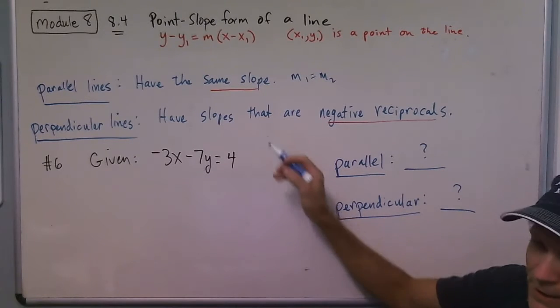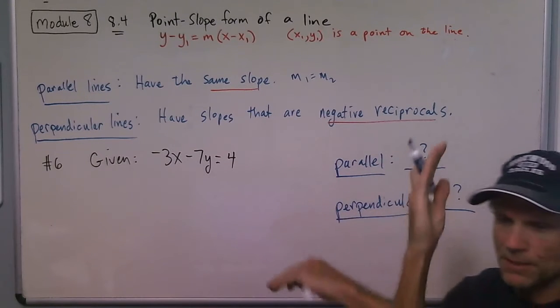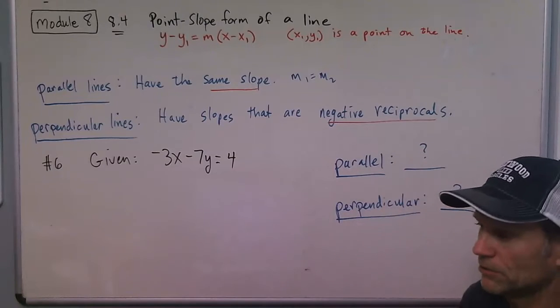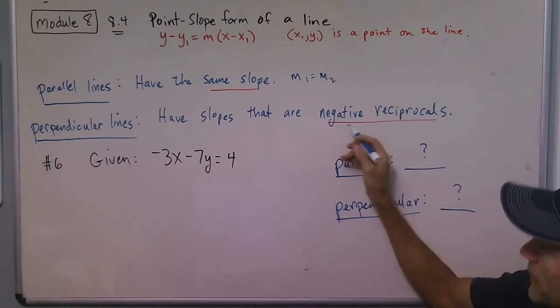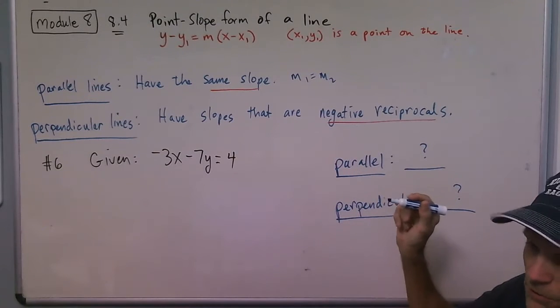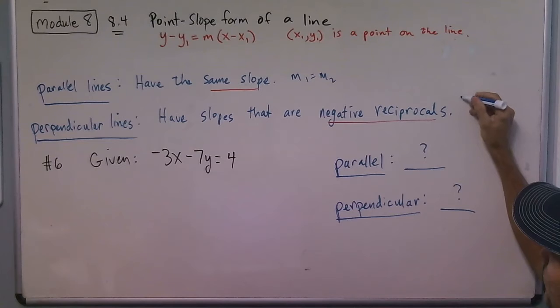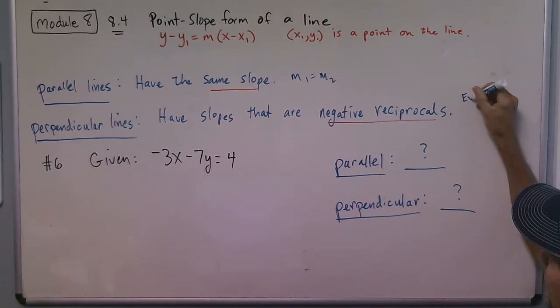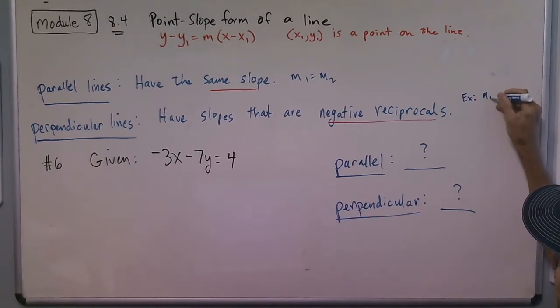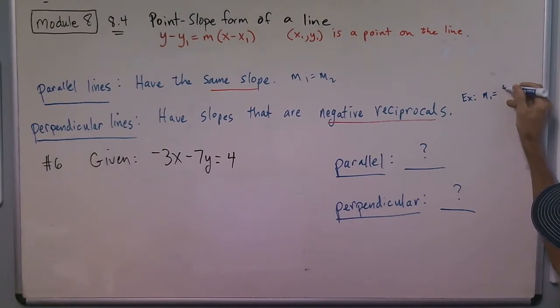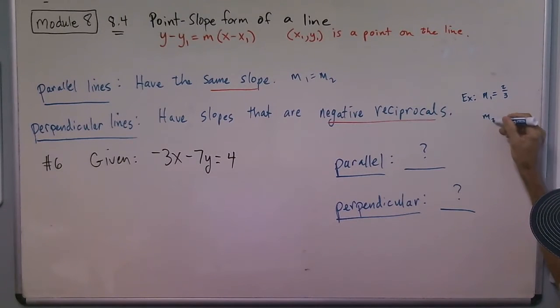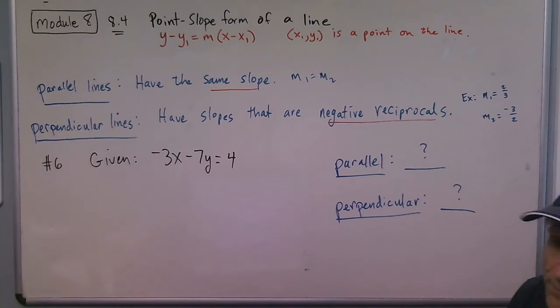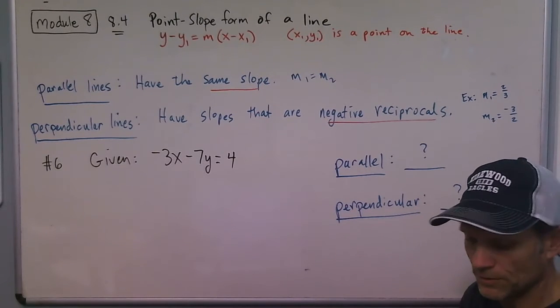Now, perpendicular lines are lines that meet at a right angle, a 90-degree angle. They have slopes that are negative reciprocals of each other. An example of negative reciprocals would be if M1 was equal to 2 over 3 and M2 was equal to negative 3 over 2. So they'll have opposite signs, and the fraction will be flipped over.